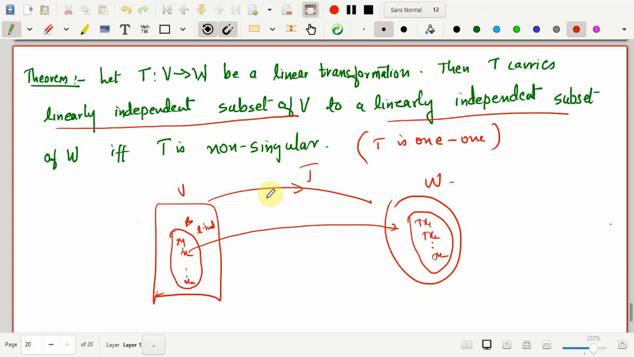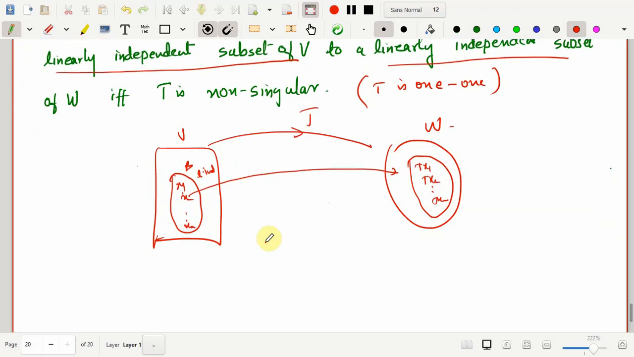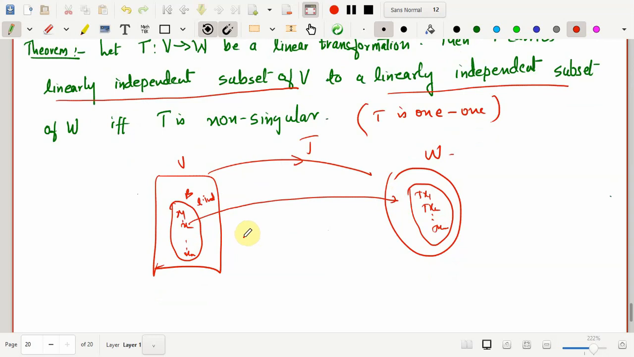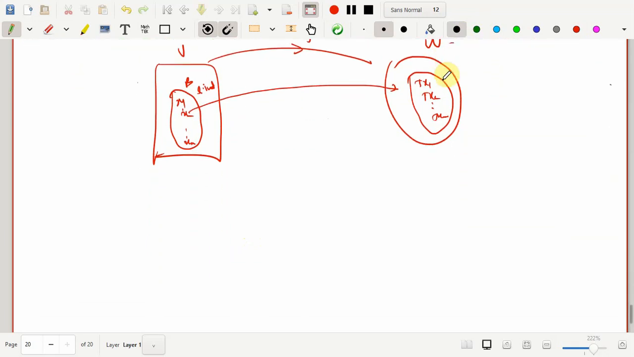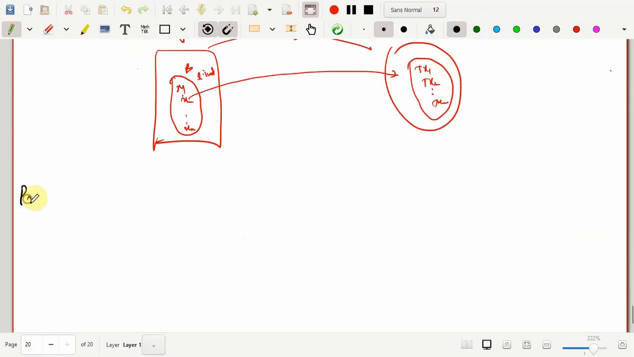This may not be true if T is singular. A singular linear map will not preserve linear independence. So you can check it out. Also, a question that arises: will it preserve a linearly dependent subset of V? All these questions you have to answer by yourself. Okay, so let's prove this particular statement. It has two parts.